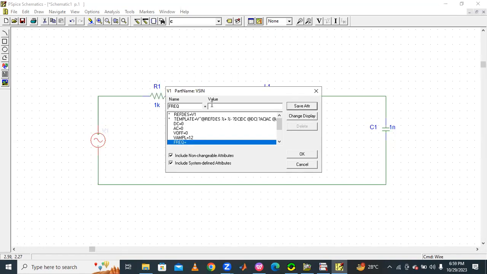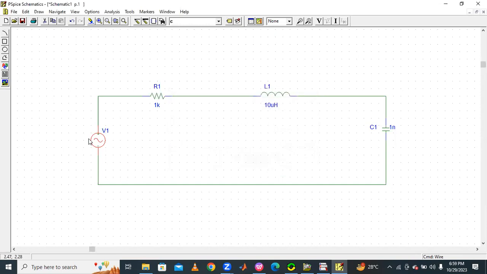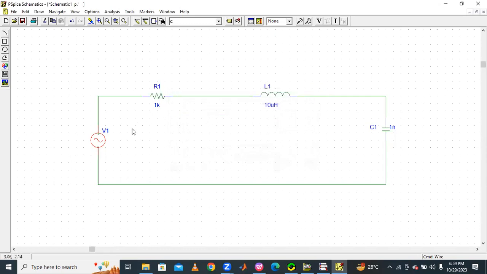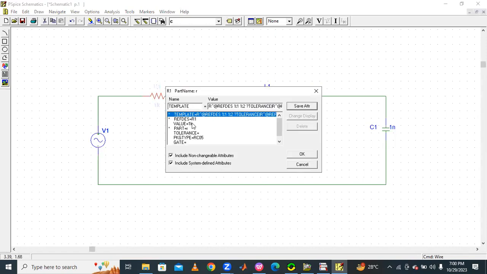Or V frequency is equal to, take 1 kHz. 1 kHz frequency. Then save, alter. Okay. So this is called V-sine parameters.